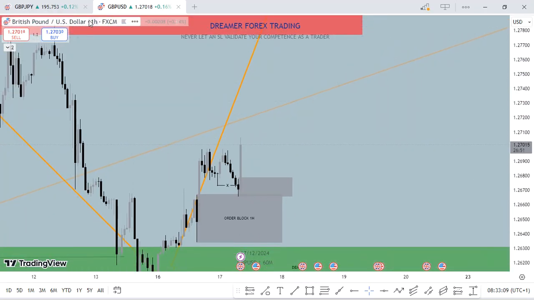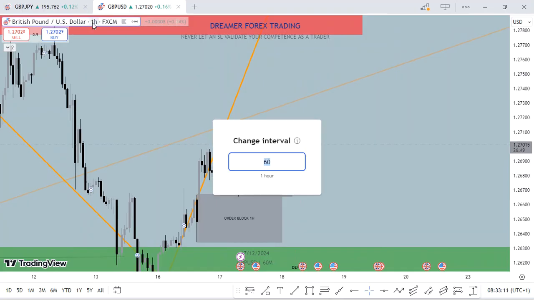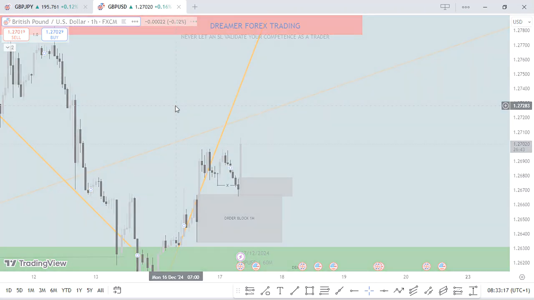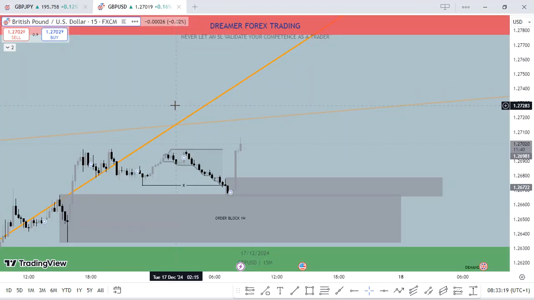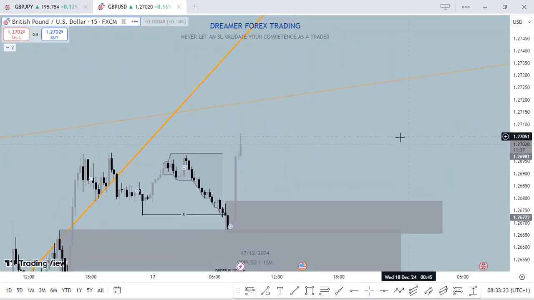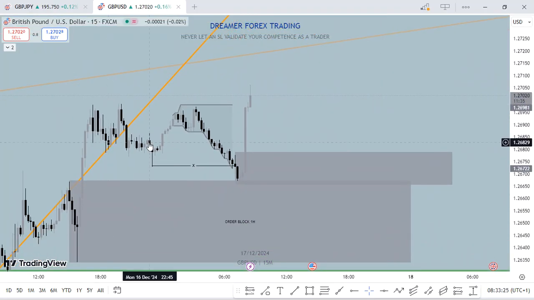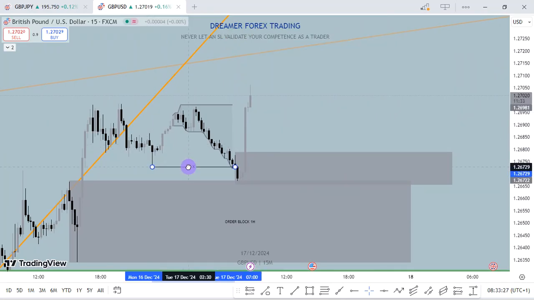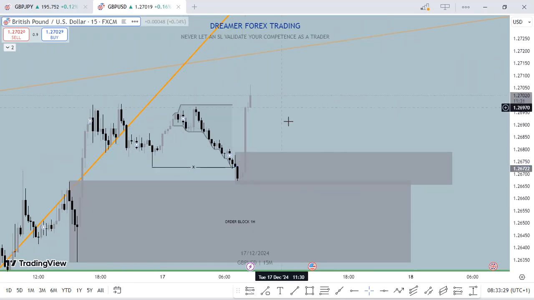Okay, I hope this whole thing is making sense to all of us. I don't really use the 30 minutes. I jumped down to the 15 because my 1 hour and 30 minutes are literally showing me the exact same thing that I need to see. Okay, so here I actually used an Asian range indicator, right? It tells me the open and close of the Asian range, and this was another confluence I used.